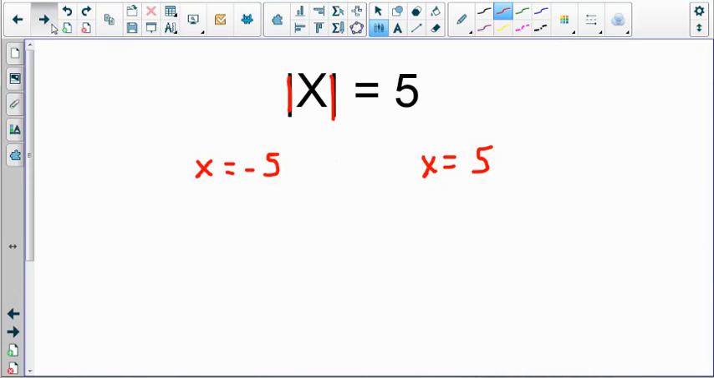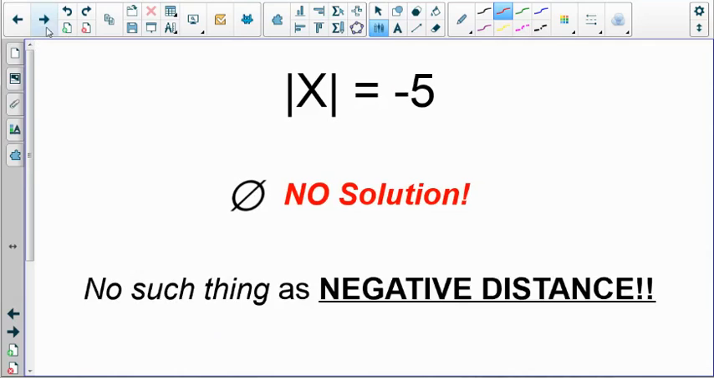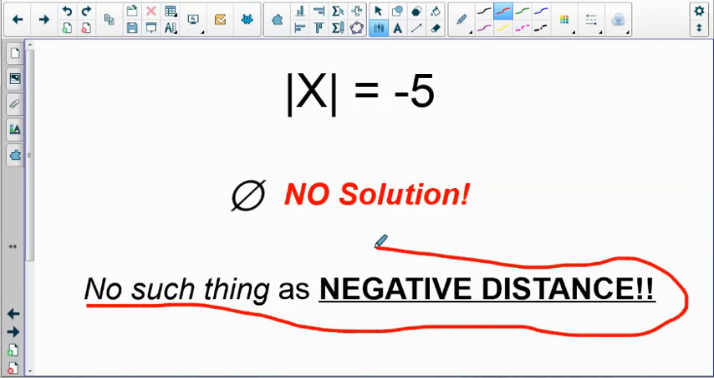Let's look at another one. This says, what number or numbers is negative 5 away from 0? Pause and think about it. Hey, guess what? No number is negative 5 away from 0. That is an empty set, no solution, no number. If you got a negative number over here, there's no number that's negative 5 away from 0. It does not exist. You remember why? Because there's no such thing as negative distance. I'm hoping you remember that.